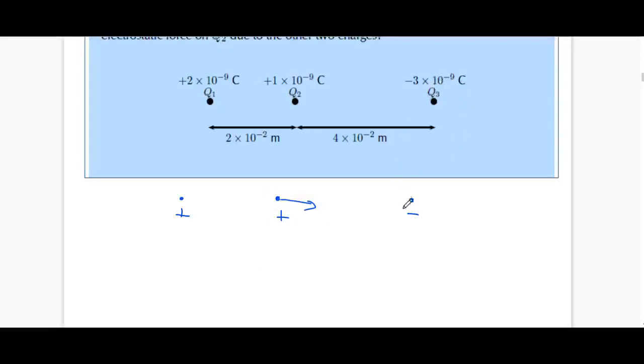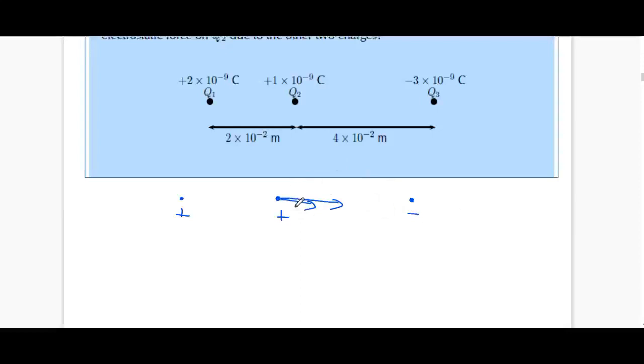This one is negative, you see. So negative and positive attract each other. It's going to try to attract it towards the right as well. So now all our forces go towards the right.